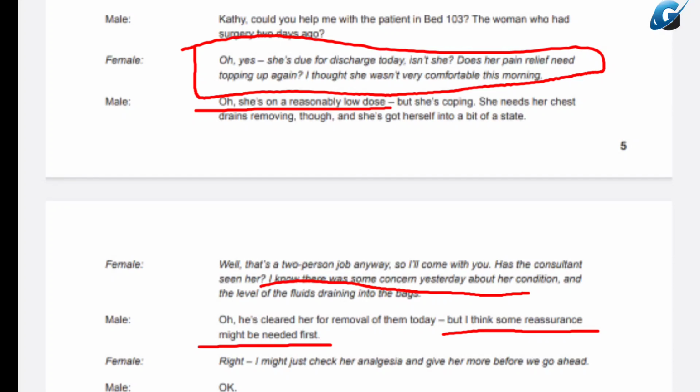Okay, here, see the dialogue. Oh yes, she is due for discharge today, isn't she? Does her pain relief need topping up again? I thought she wasn't very comfortable this morning.